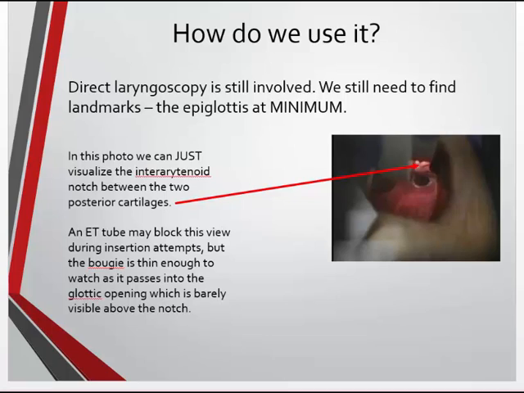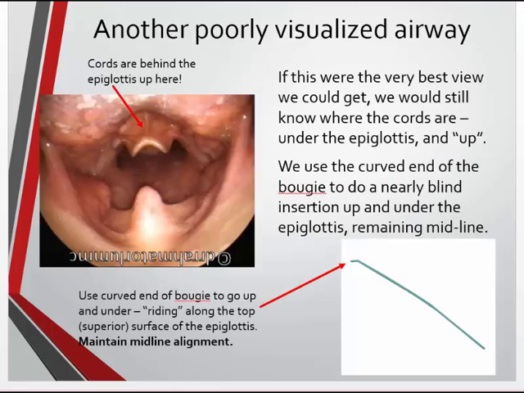So the bougie, on the other hand, is thin enough that you can place it into this opening right here. It also has the upturned end, so it can go up under the blade of the laryngoscope and go into the trachea and get in that way. So obviously watch out for the boring hole. And then once you get the bougie into the trachea, we can use that to thread the tube in.